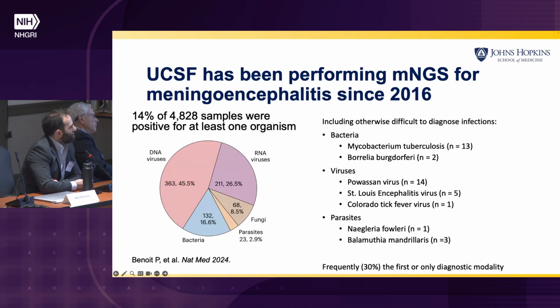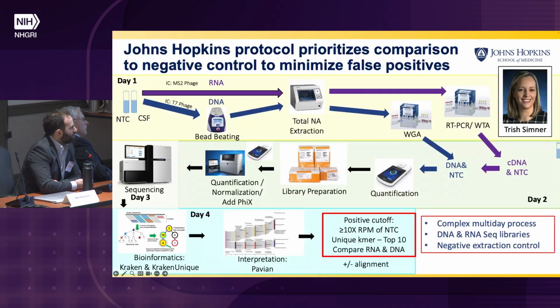They had some cases of tuberculosis identified, Lyme disease, and some arboviruses such as Powassan, and others that are obscure enough that it's difficult to find a test for them normally, and also some parasites that are very difficult to treat. And in 30% of these cases, metagenomic sequencing was either the first or the only diagnostic modality to make the diagnosis. At Hopkins, we are also doing metagenomic next-generation sequencing for meningoencephalitis.